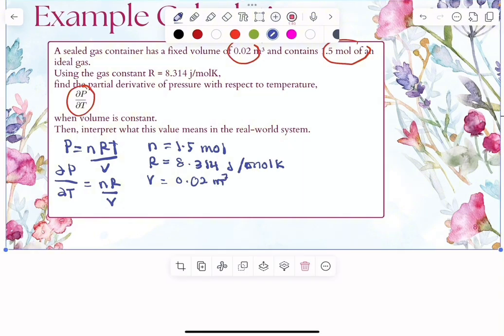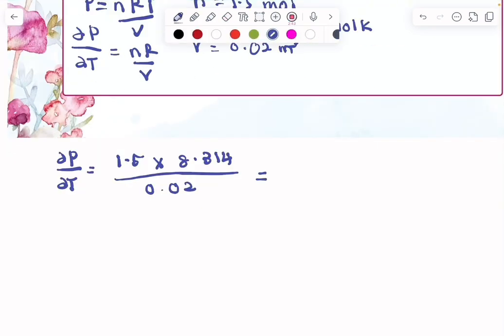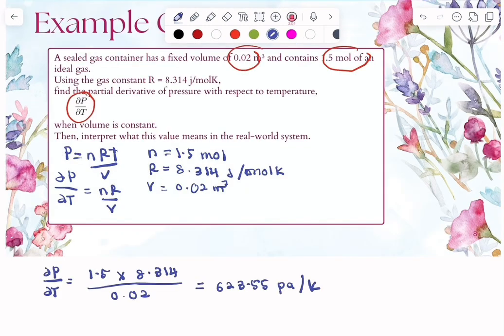So, the calculation becomes like this. Partial P over partial T equals nR over V. So now we just plug the numbers into the formula, which is 1.5 moles times R, which is 8.314, over V, which is 0.02. So the answer is 623.55 Pascal per Kelvin, written as Pa per K. That means for every 1 Kelvin increase in temperature, the pressure increases by 623.55 Pascal. Wow. That's a big jump, and this is exactly why engineers use this math to make sure pressure doesn't reach dangerous level in gas system.